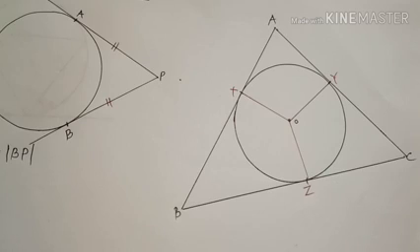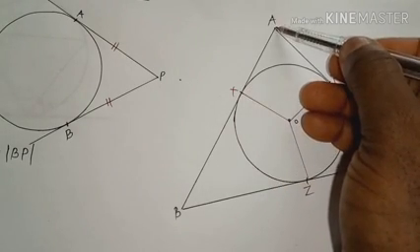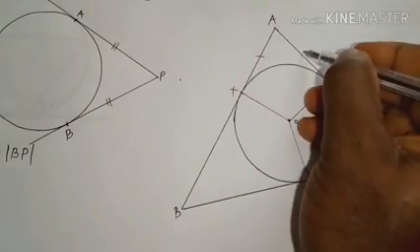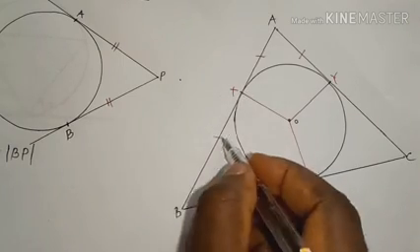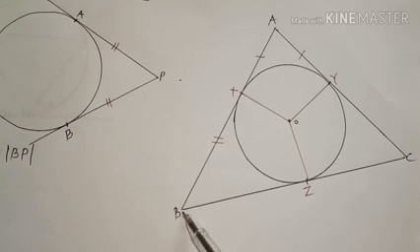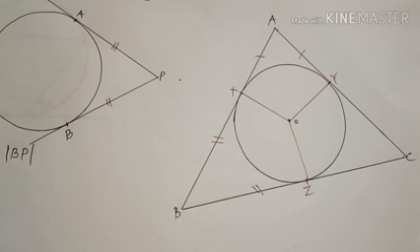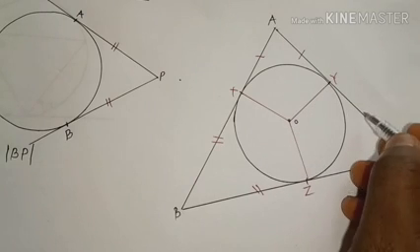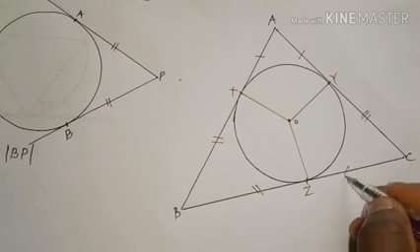So if you follow the theorem, you will discover that this distance, from this place to this place, will be equal to AY. And BX, this line, will be equal to BZ. Please follow carefully. Then CY will be equal to CZ.